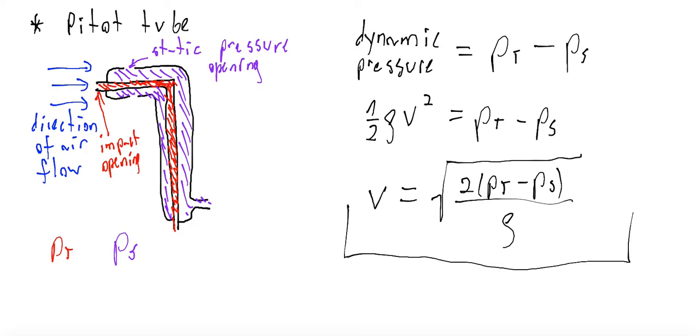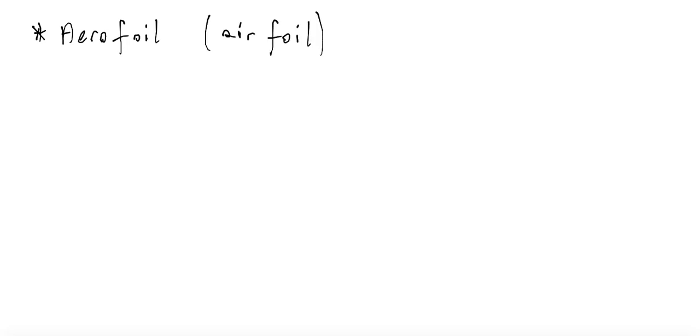Okay, so next application, let's take airfoil. So the cross-section area of a typical wing. Aerofoil or airfoil. So what is this aerofoil? What is the shape? Aerofoil has a shape like this.